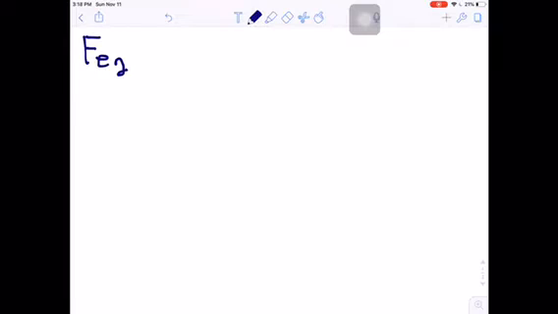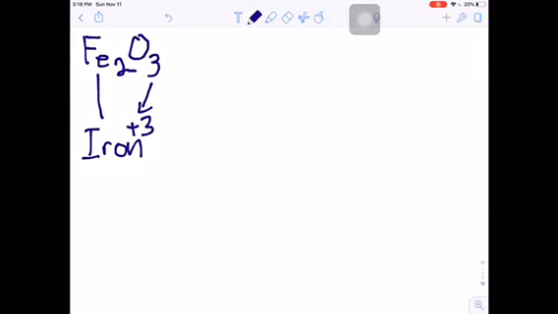To go from a formula like Fe2O3 to a name, we know from our periodic table that Fe is iron and O is oxygen. All type 2 compounds end in "ide", so we would change oxygen to oxide.